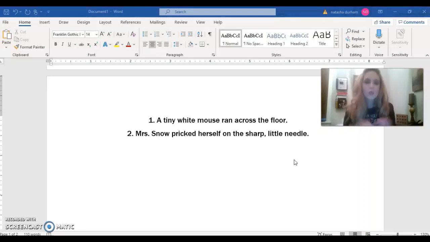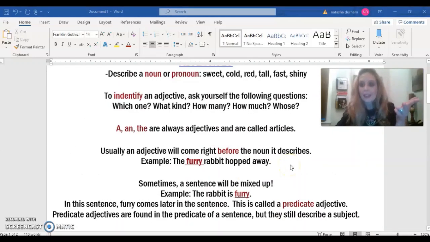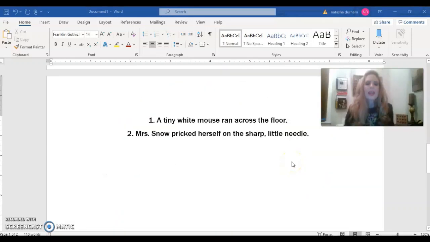Our directions say to underline all of the adjectives in the sentence, including the articles. Remember, the articles are a and the. All right, let's take a look. A tiny white mouse ran across the floor. Let's start off with the articles first. Do you see any articles in this sentence? Do you see a, an, or the? Yes, I do. So we got a, the. Perfect. All right, so we've got those underlined.